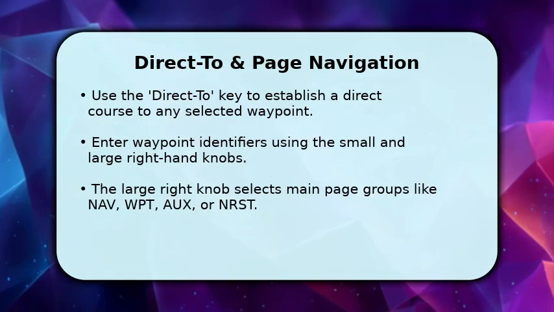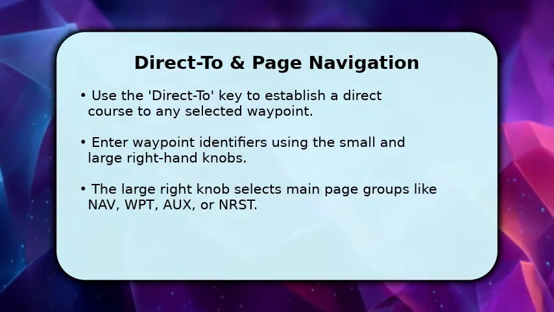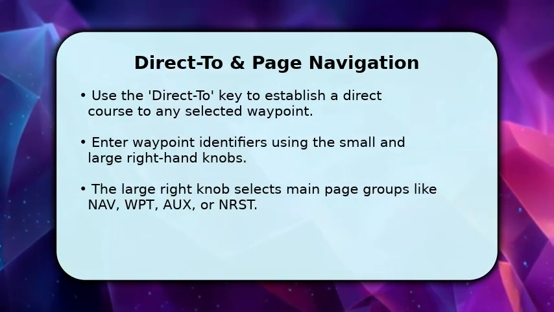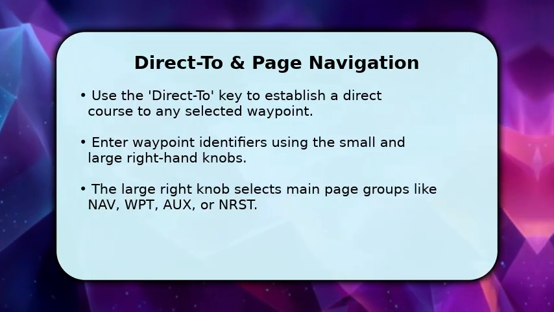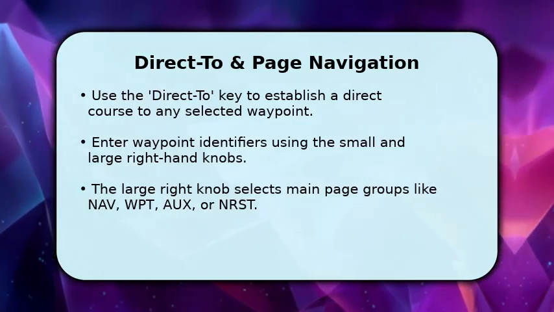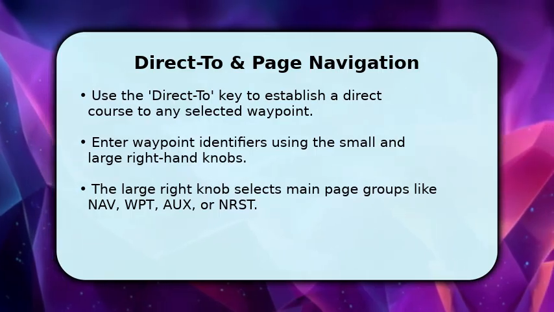Next, let's explore basic navigation. The direct-to key is your go-to for immediate navigation to any point. Press it, then use the right-hand knobs to input your desired waypoint identifier.